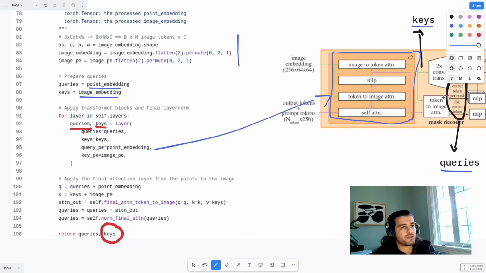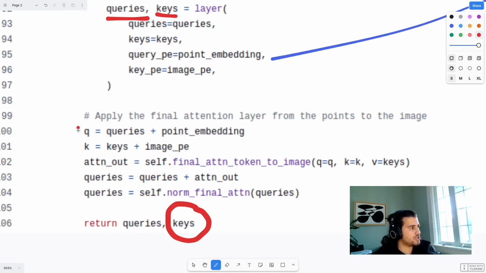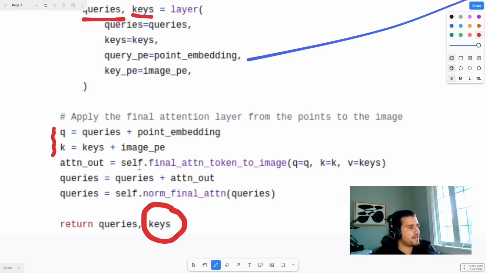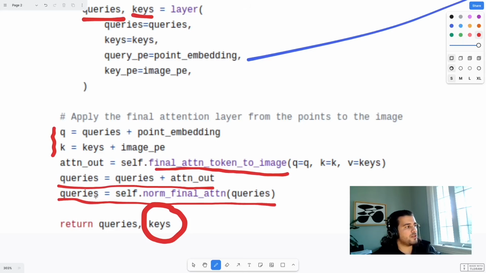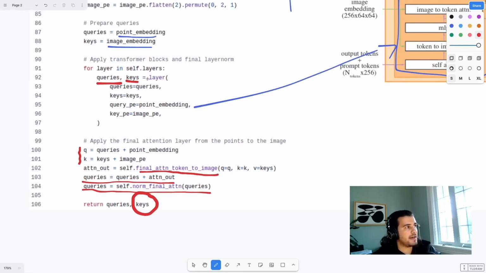This part over here only gets applied to the queries, actually. If you follow this part, we're changing a bunch of stuff over there. Then we're running the final attention token to image, and we're passing the queries and the keys here, and also the keys over there. If you take a look, we are changing the queries here. The queries get modified, and only the queries go through the final normalization layer. So the queries get overwritten on this final layer, but not the keys. The keys are the same as these ones.